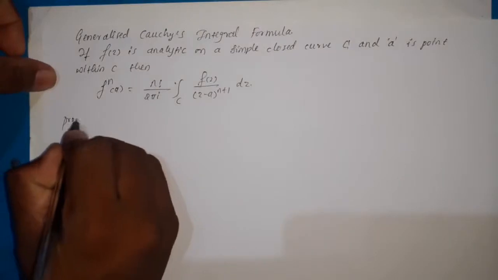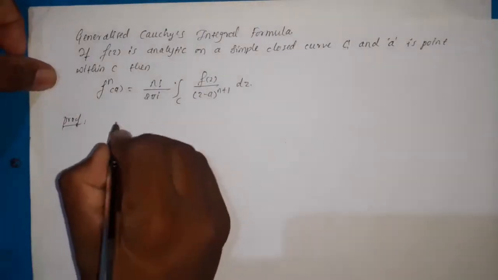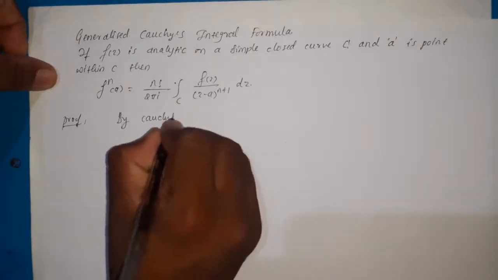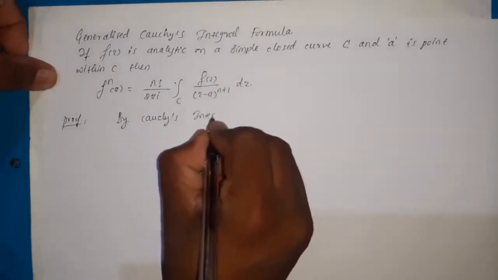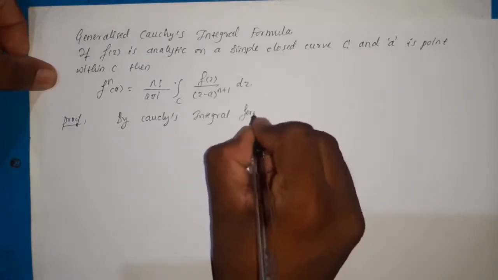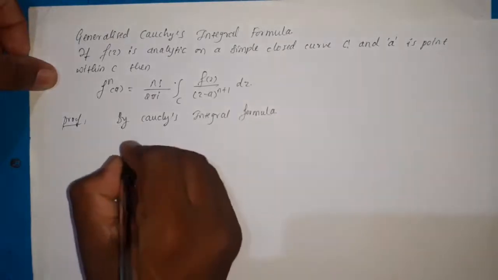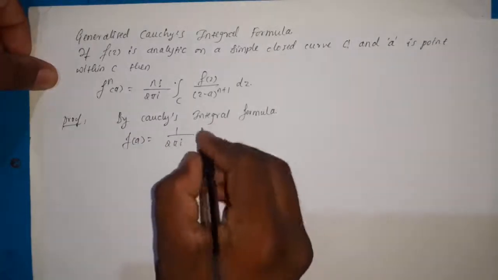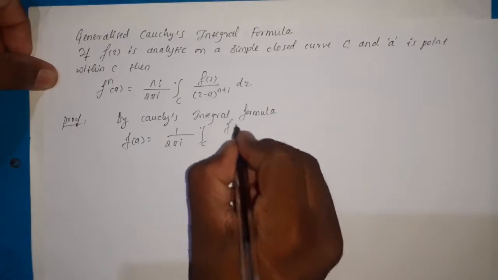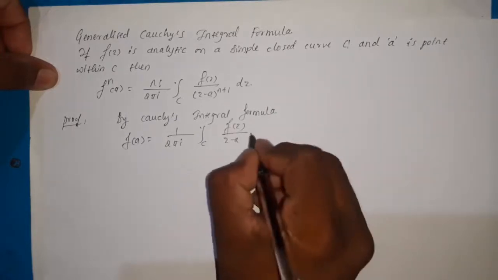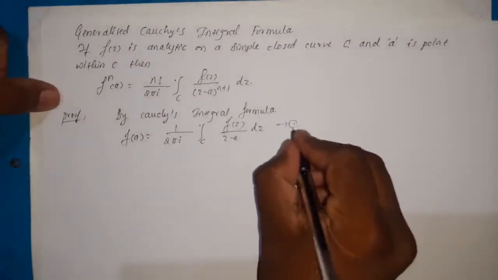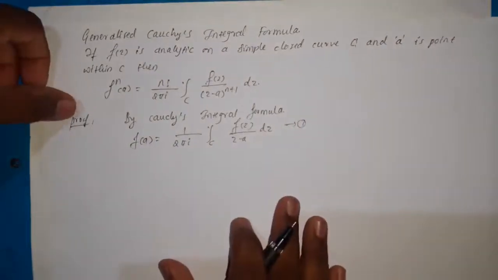So proof. By Cauchy's integral formula, f of a is equal to 1 divided by 2 pi i integration over C f of z divided by z minus a into dz. Consider this as equation 1.